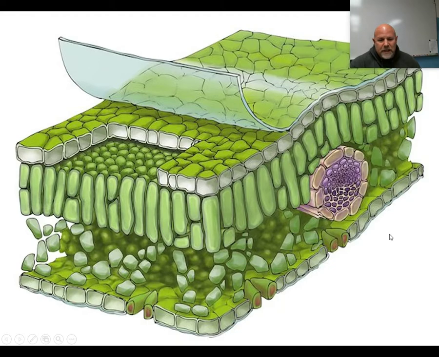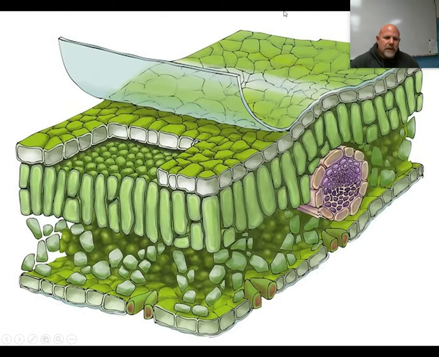Water enters the leaf through xylem, which are little water tubes that are entering the leaf. And then there's little other tubes called phloem, which once the sugar is made, the sugar is then taken from the leaf back into the tree through these phloem tubes.